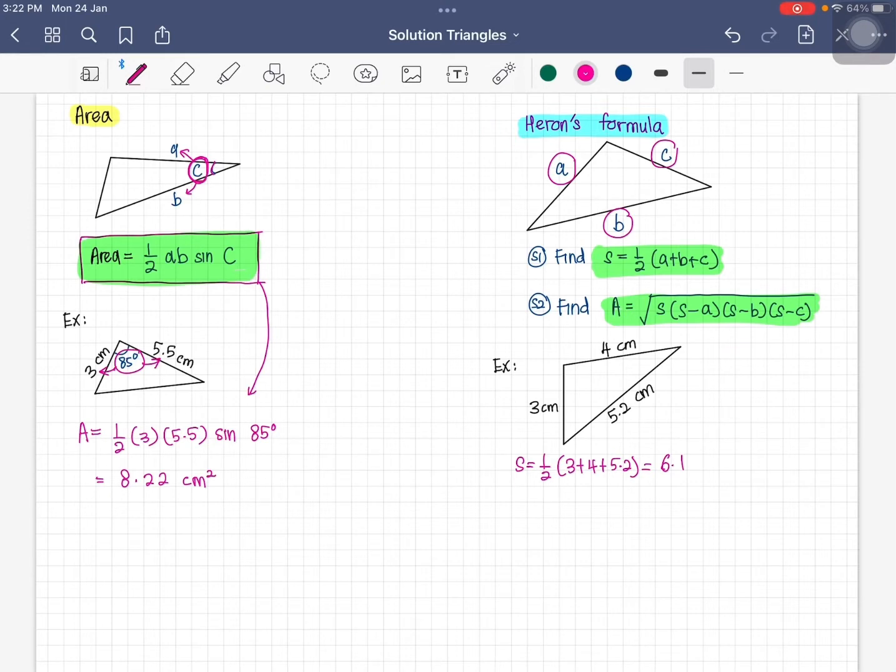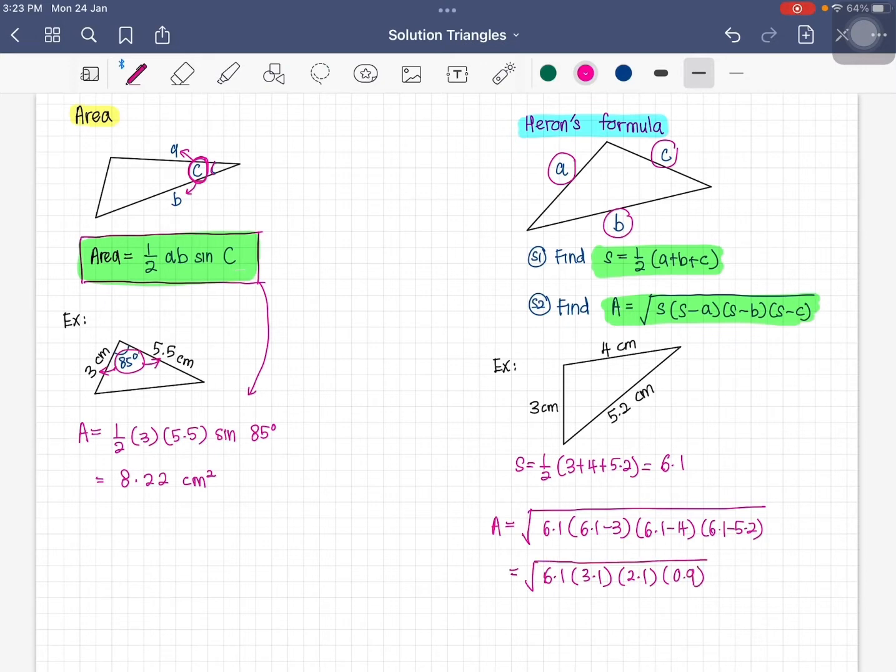To find the area, we use the formula with s, which is 6.1, then s minus a, 6.1 minus 3, then 6.1 minus 4, and 6.1 minus 5.2, and we find the square root of this. Simplifying the terms in the square root first: 6.1 multiplied by 3.1 multiplied by 2.1, and 6.1 minus 5.2 gives 0.9.